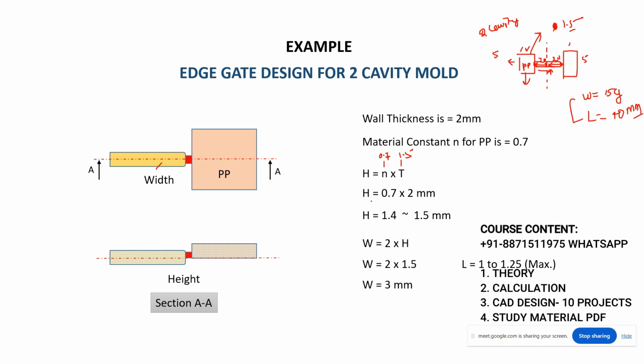So you will get the H value. Basically you will get 1 mm, approximately 1 mm. So you can get W. So W is 2 into H. What is H? 1 mm. So W will be 2, right?